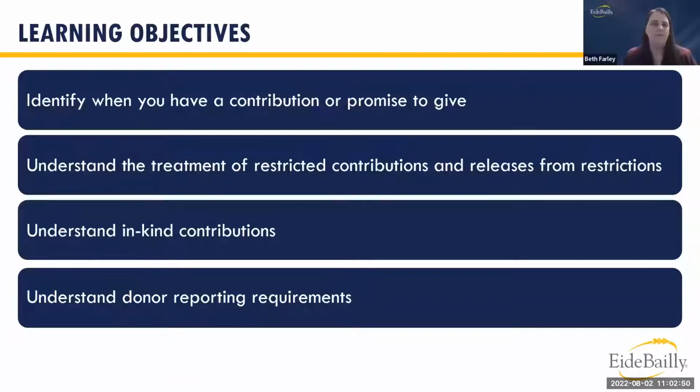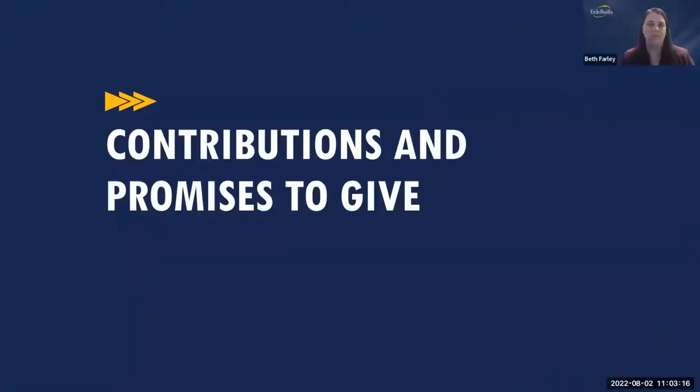Today we have a couple of learning topics, subtopics of revenue. First we're going to talk about contributions and promises to give, how to define and find the differences between those, looking at restricted contributions and releases from restrictions, how to track those, the best practices, understanding in-kind contributions, and then finally going over donor reporting requirements. So let's jump right into contributions and promises to give.